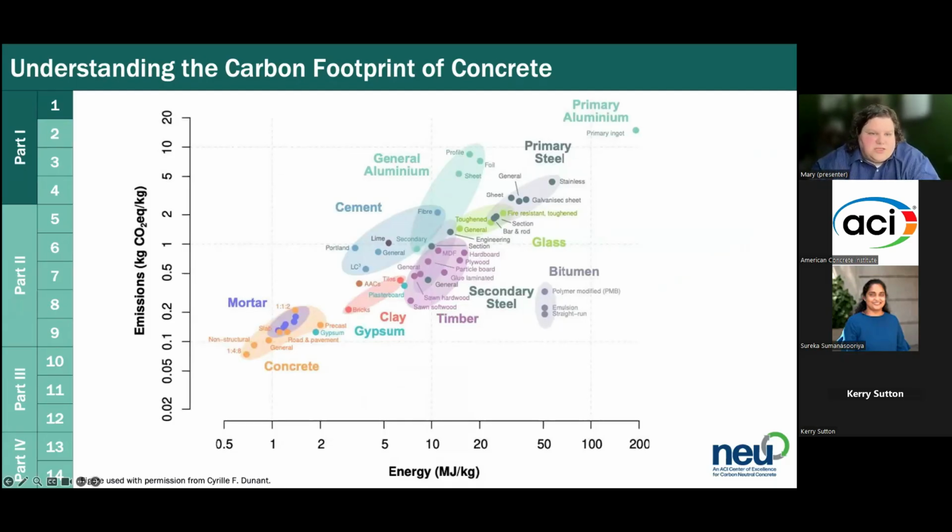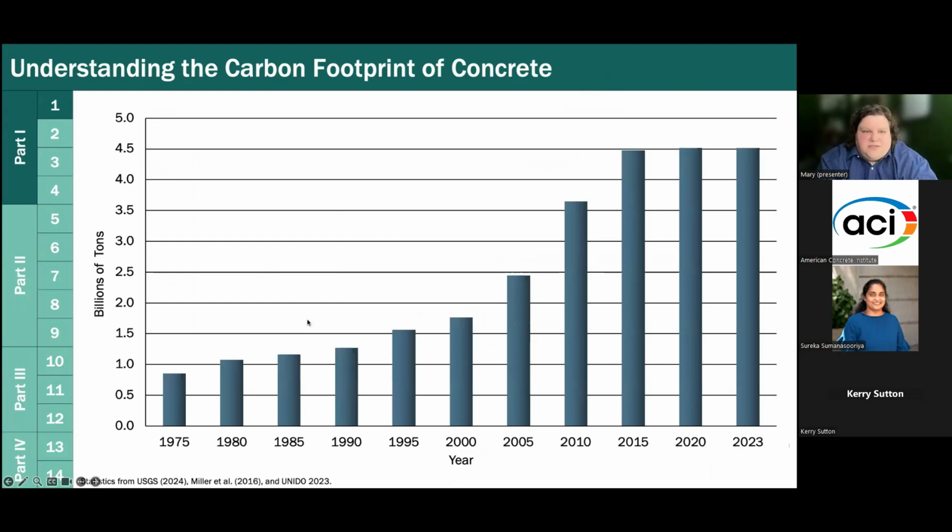And then you look at charts like this, where we have emissions on the y-axis. So this is kilograms of CO2 per kilogram of material, and then energy on the x-axis. And you look at this compared to steel, aluminum, and I'm not throwing those under the bus at all, but concrete and cement are a little bit lower. And so you might say, well, what's the big deal? Well, the big deal is that we make a lot of cement, okay? We make a lot of concrete every year.